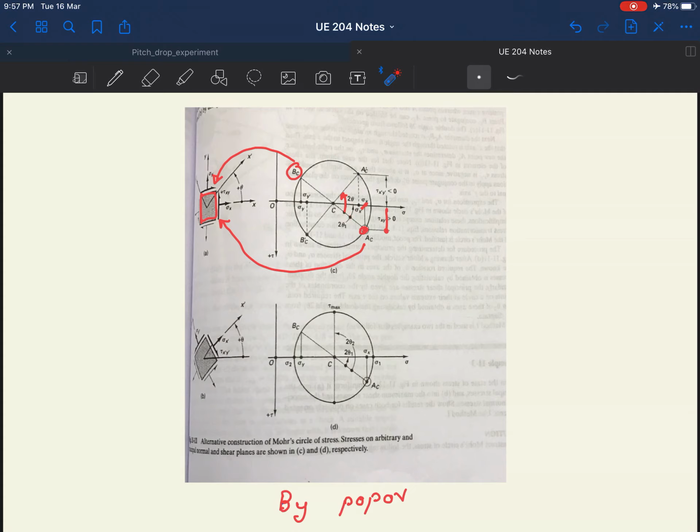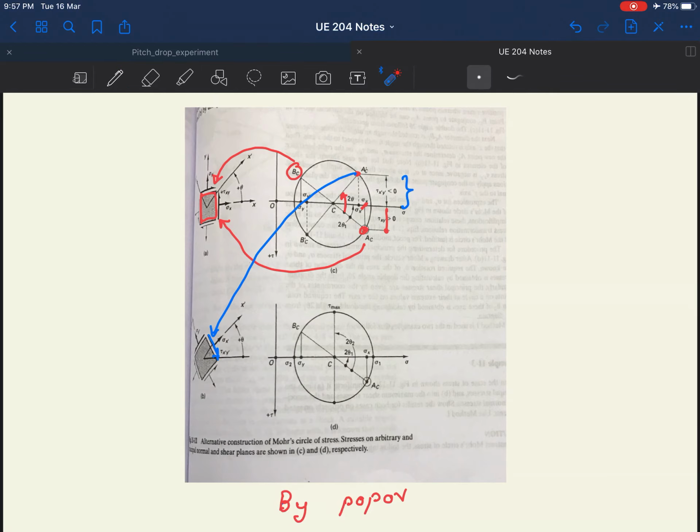Once you do that, this particular point will now correspond to this new point. You can see that the tau xy here is now on the upper plane, so this is now negative. They have reversed the direction of the shear stress right here.